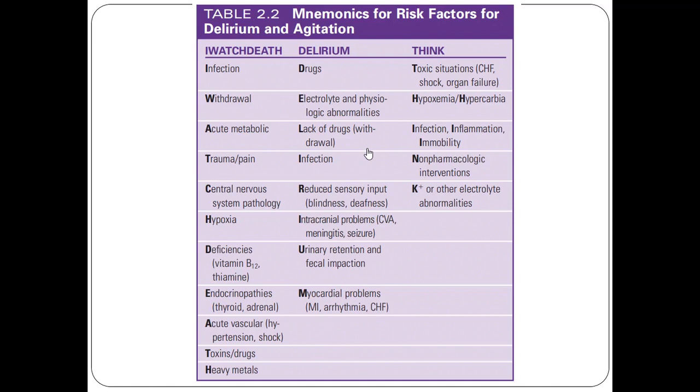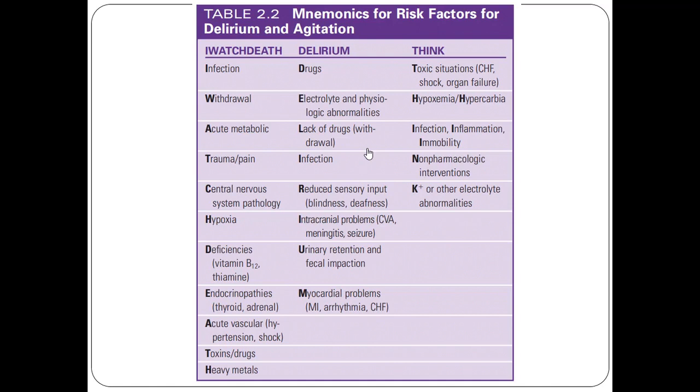There are various kinds of mnemonics. Can you see this chart? Mnemonics for the risk factors for agitation and delirium in the ICU. One mnemonic is: any kind of infection, withdrawal from drugs, acute metabolic disorders such as hyponatremia and hypocalcemia, trauma and pain, central nervous system pathology such as meningitis and encephalitis, hypoxia, deficiency of vitamin B12 and thiamine, much more common in patients having alcoholism, endocrinopathies, acute vascular events, hypertension, toxins and drugs, and heavy metals.